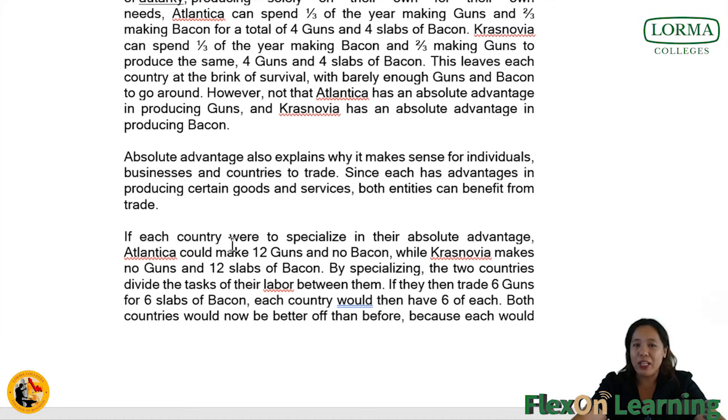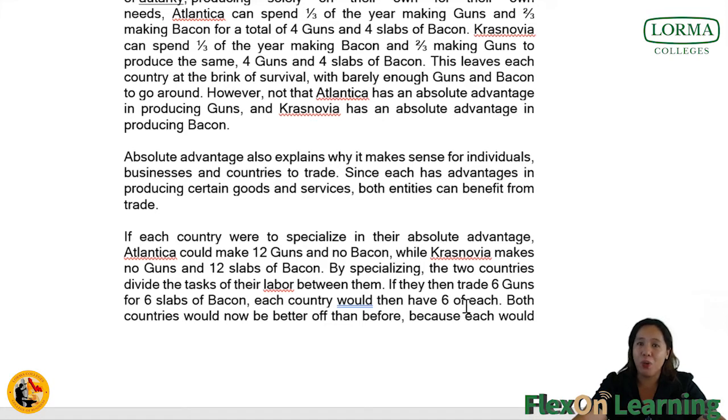Okay? So if each country were to specialize in their absolute advantage, Atlantica could make 10 guns and no bacon, while Krasnovia makes no guns and 12 slabs of bacon. So, well, they're going to exchange, and if they are going to trade, then they will have 6 each. So 6 guns and 6 slabs of bacon.